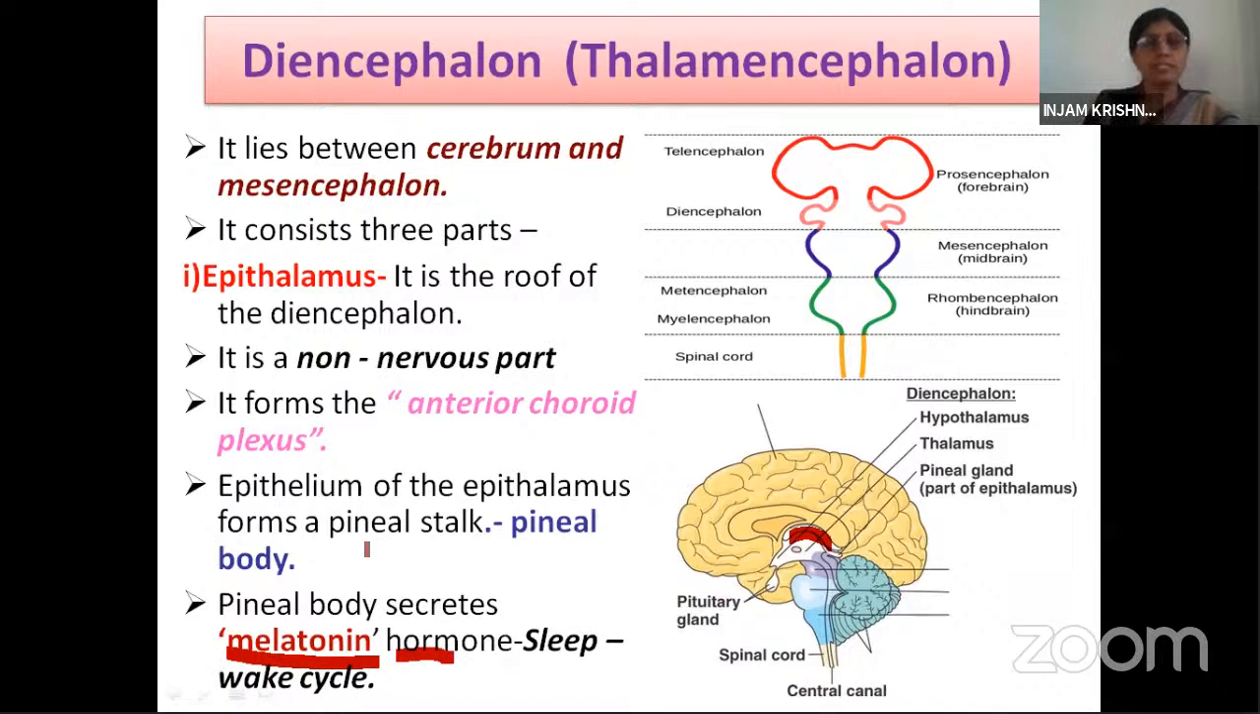What is the sleep and wake cycle? Among 24 hours, generally we sleep 8 hours and we are awake for 16 hours. It is one kind of pattern. That pattern is maintained by the hormone melatonin. So this is called the sleep-wake cycle. It is located in the epithalamus. The pineal body is formed by the epithalamus. It is a non-nervous part.